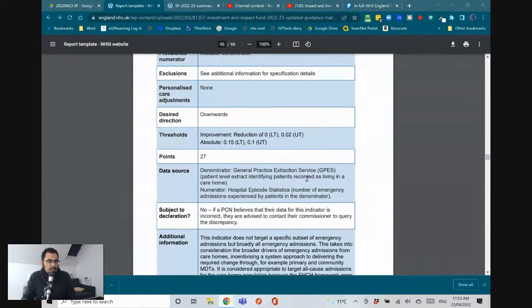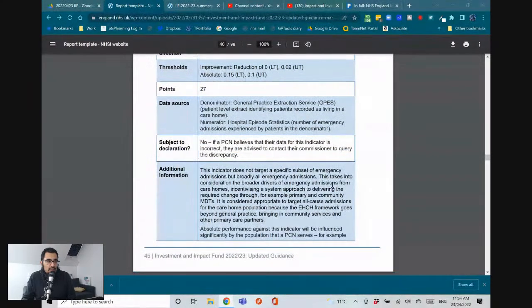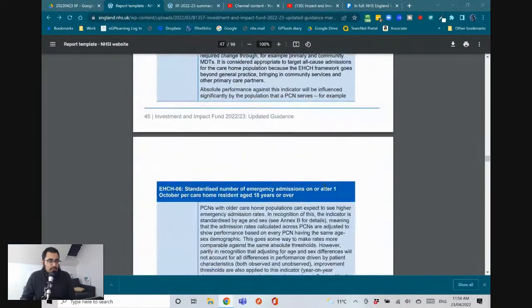And the denominator is GPES service, and the numerator is hospital episode statistics, number of hospital admissions experienced by patients in the denominator. Is it subject to declaration? No. PCN believes the data of the indicator is incorrect. They advise to contact the commissioners to query the discrepancies. So you need to get the information from this hospital episode statistics place. And that'll be potentially different for local areas in terms of where you're getting that source from. So important to check that. It doesn't specify types of emergencies and things. It's more about the different kind of things you need to be aware of. And it's an absolute test of the performance.